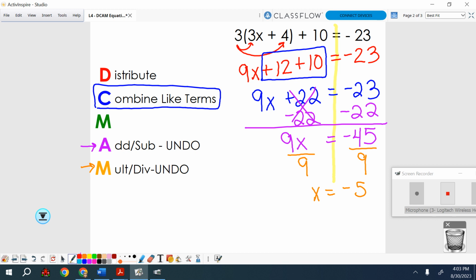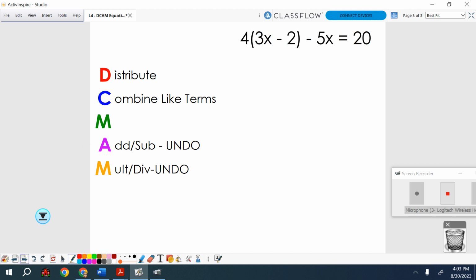Okay, so let's try one more together, and then you'll be ready to start on your own problems. So again, I'm going to draw this line by the equal sign. I'm going to look at my problem and see, is there anything to distribute? And I can see right here I'm going to distribute. So 4 times 3x gives me 12x. 4 times negative 2 gives me negative 8. Minus 5x equals 20.